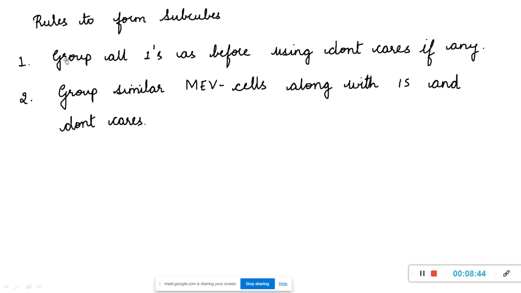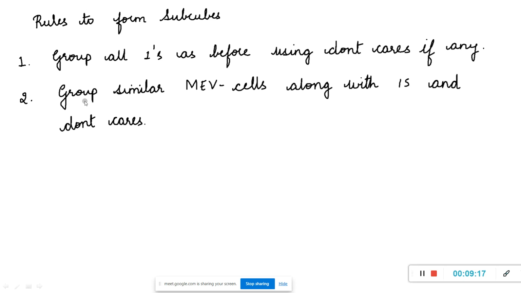Okay. So next, these are some rules to be followed to form the subcubes. Maybe pair, maybe octet, maybe quad. So when you are trying to make subcubes, you need to group all ones as before, using don't cares if any. The first rule says that earlier how we used to group all the ones like pair, quad, octet in the K-map, the same thing should be followed for the MEV technique also.